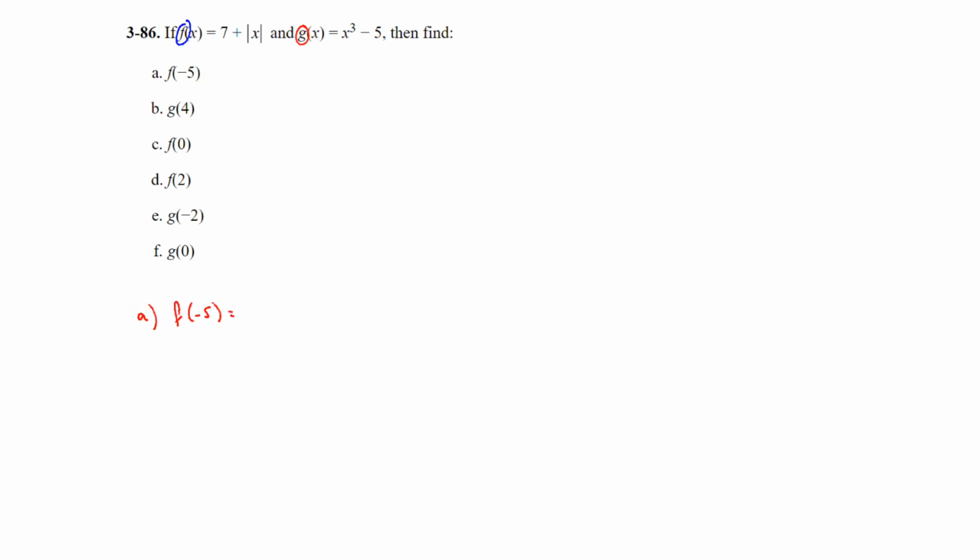give myself some room here. I'm going to plug in to the f function right here. I'm going to plug in negative 5 wherever there's an x. And then I'm going to evaluate. 7 plus the absolute value of negative 5, which is 5. 7 plus 5 is 12. So my final answer is f of negative 5 is equal to 12.